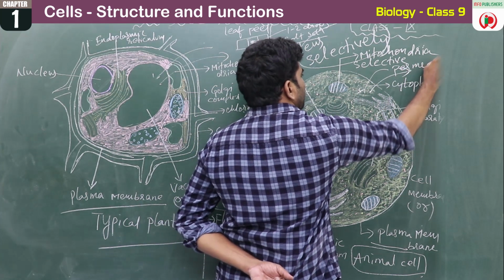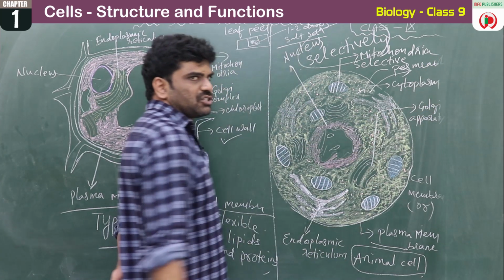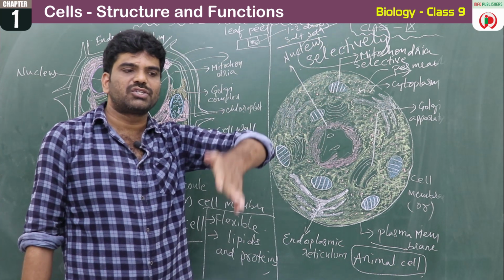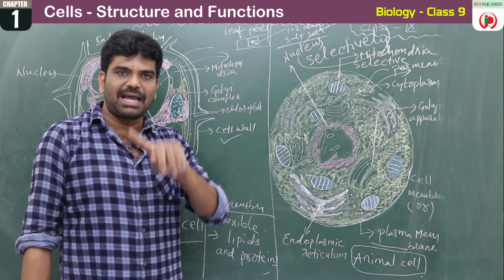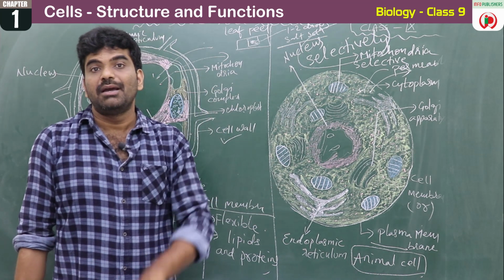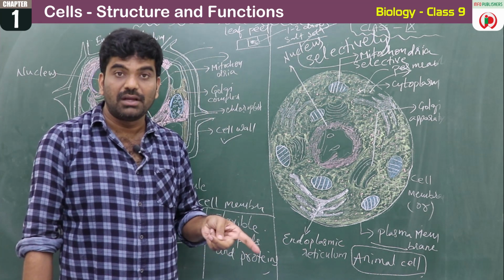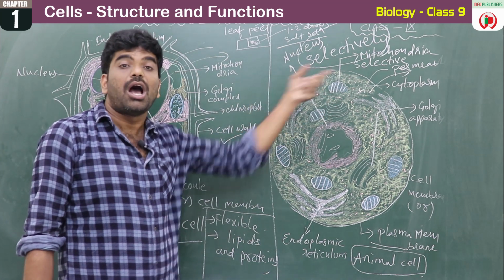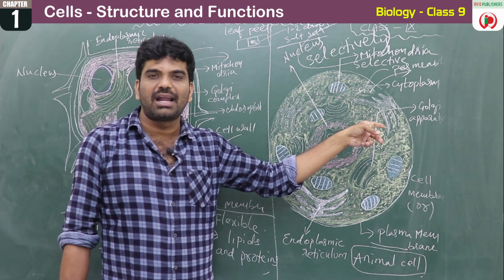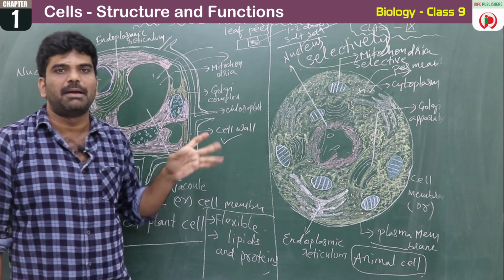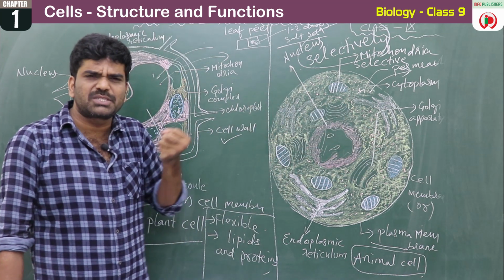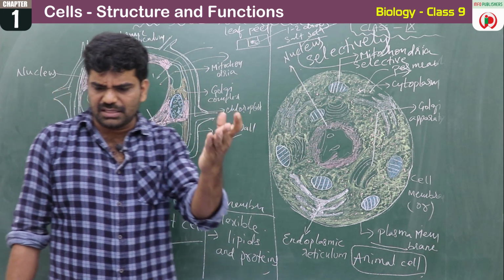What is the meaning of permeable? The ability to pass through. So what I am telling here is, not all the substances should enter inside the cell. The plasma membrane will decide which substances should come in, which substances should go out. That means selectively it is allowing the substances to pass inside. That is why it is called a selective permeable membrane. Why is it called that, children? Only some substances are coming inside, not all the substances.